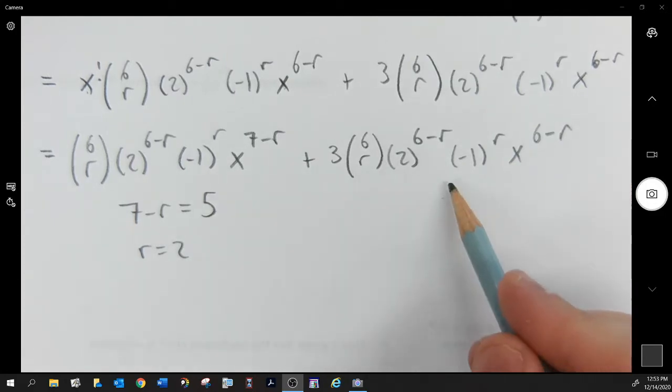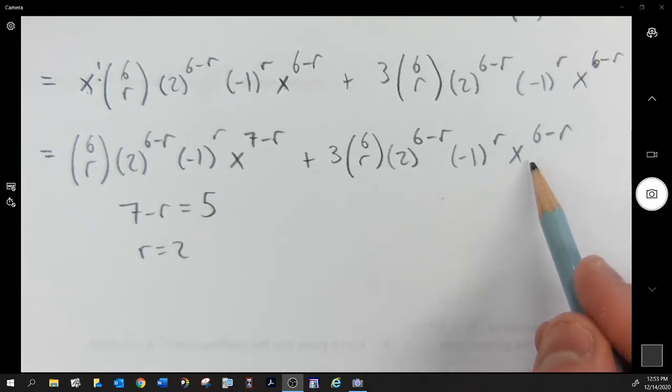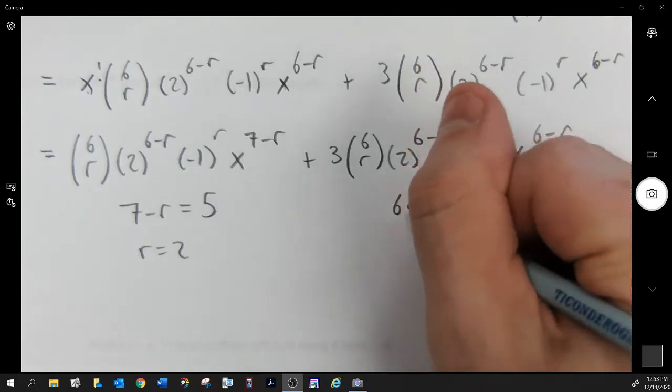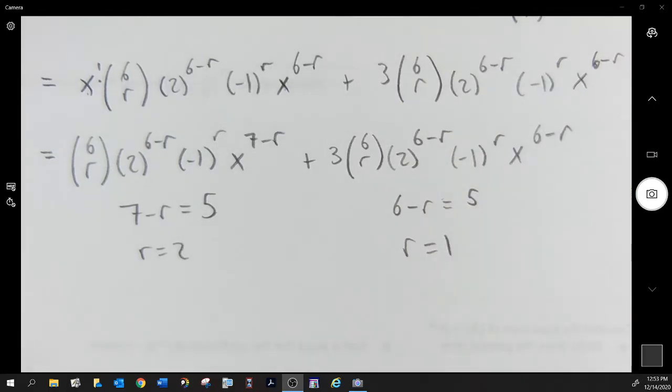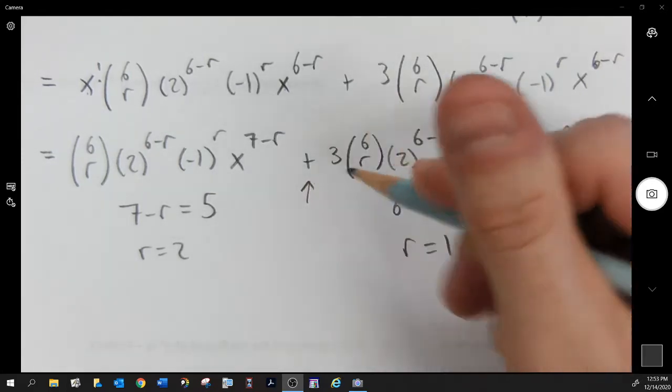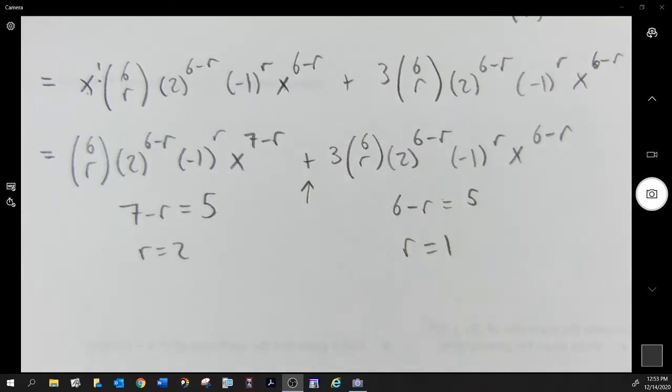But over here, if this was going to give me an x to the fifth, then 6 minus r would have to be 5. So here r is 1. Now, it's not a problem that I got two different r values. And the reason why it's not a problem is because that's a plus sign. If it was a multiplication sign, we'd be in trouble. But here's what this is going to mean.